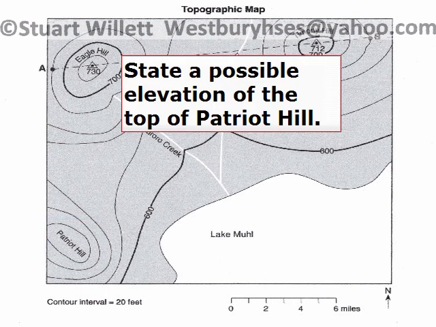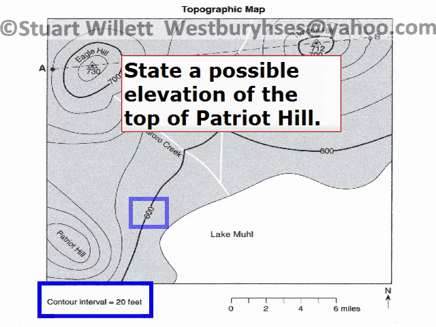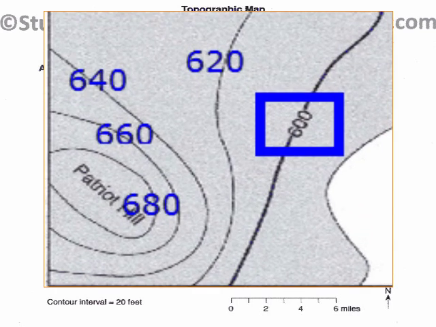Okay, so let's look at this slide. I've highlighted the contour interval, which is equal to 20 feet, down on the bottom left. And then I've highlighted this contour line, 600, and the interval is 20, so the next one was 620, 640, 660, 680. It's kind of hard to see, so I'm going to expand this. Let's zoom in so we can see this a little easier.